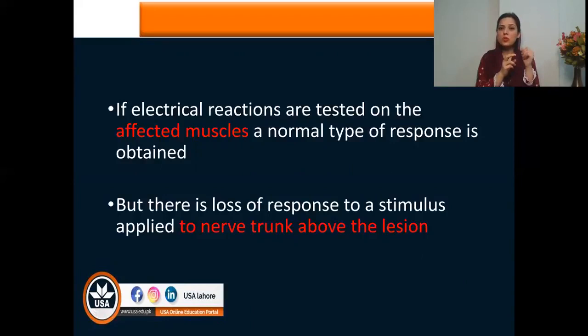The median nerve is going to respond normally if we test it distally. But there is a loss of response to a stimulus applied above this level. If we give a stimulus above this level, there would be no response here in the hand, because this median nerve has a conduction blockage, due to which the impulses are not able to get transferred from this area, and the messages we are giving here are not able to reach here.